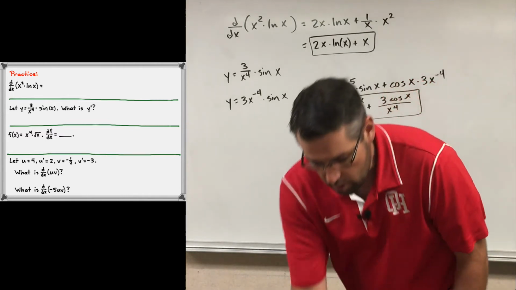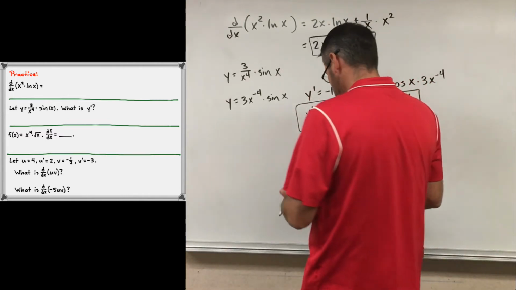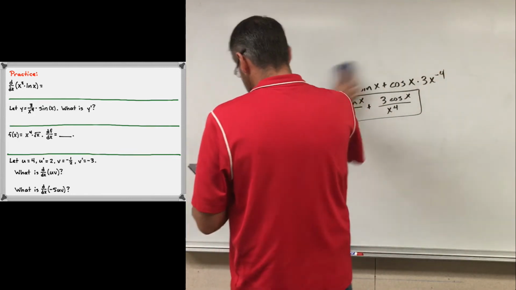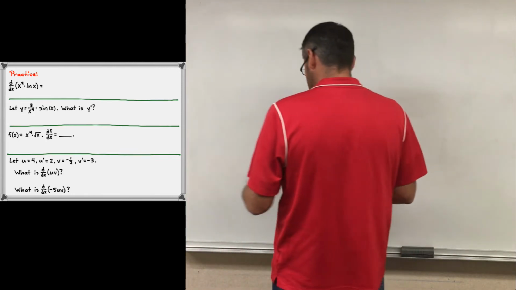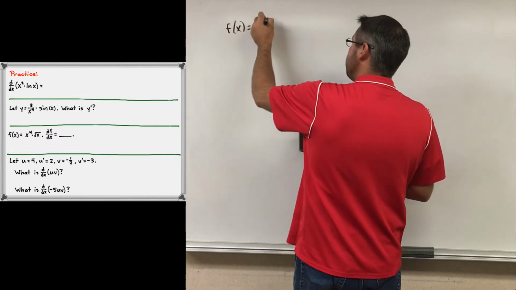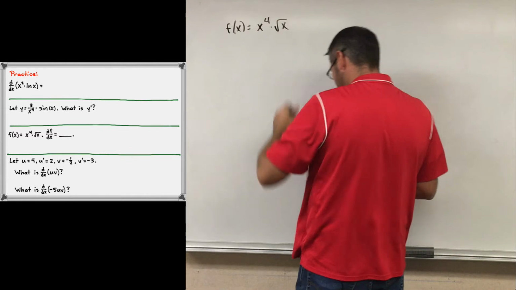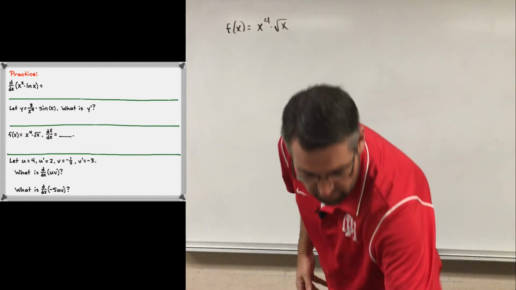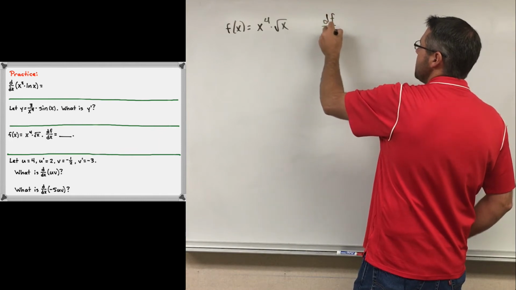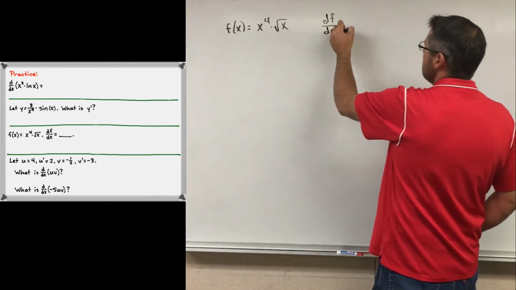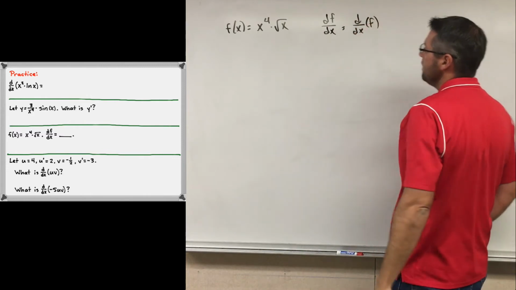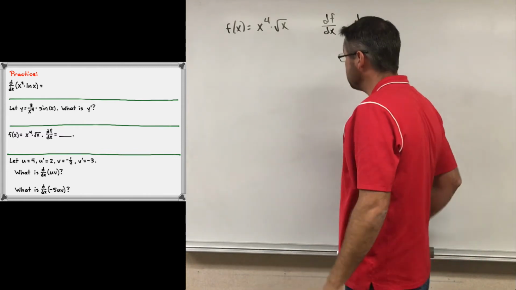Okay? For the third one, let me go ahead and erase these. The third one here says f of x equals x to the fourth times radical x. Now, notice the notation there, we're looking for df dx. Remember, that just means find the derivative with respect to x of f, right? So we're just taking f prime. That's just another way of saying it.